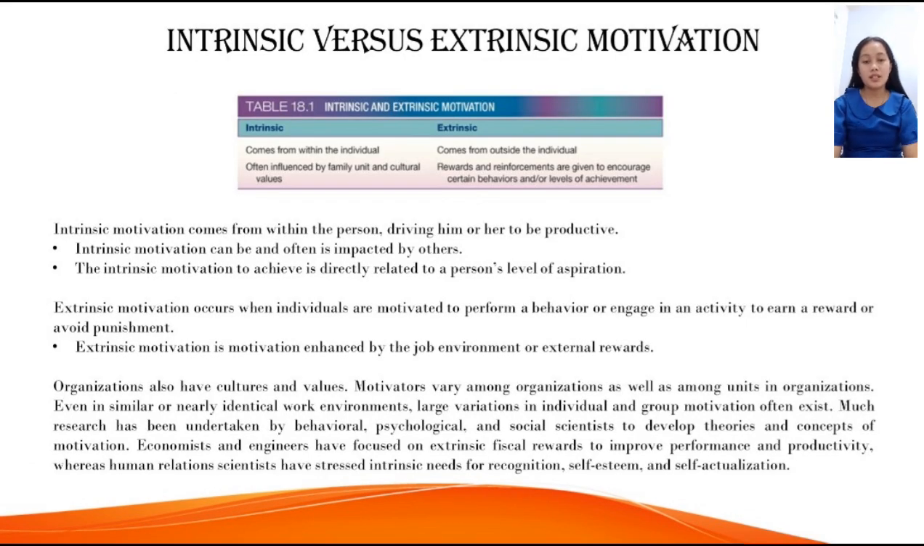And in intrinsic versus extrinsic motivation, intrinsic comes from within the individual, often influenced by family unit and culture. Extrinsic comes from outside the individual. Rewards and reinforcement are given to encourage certain behaviors and or levels of achievement.